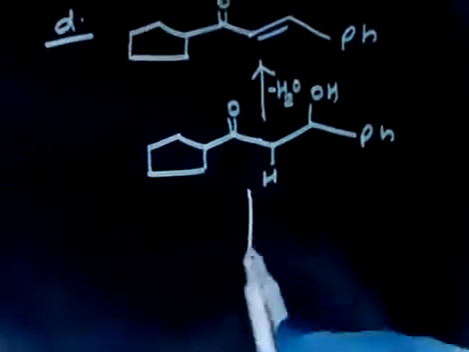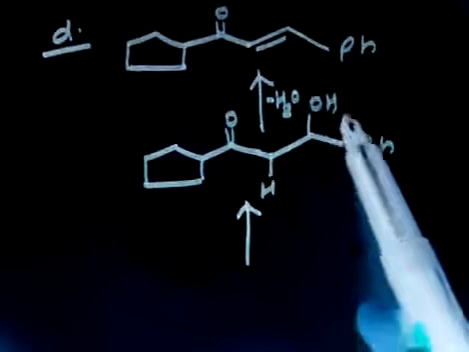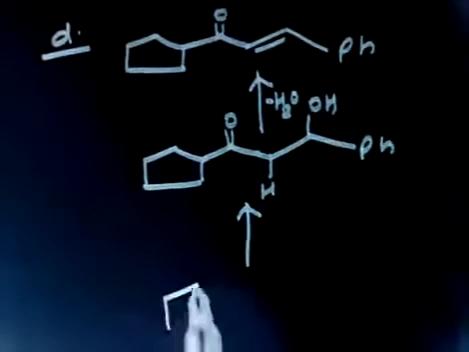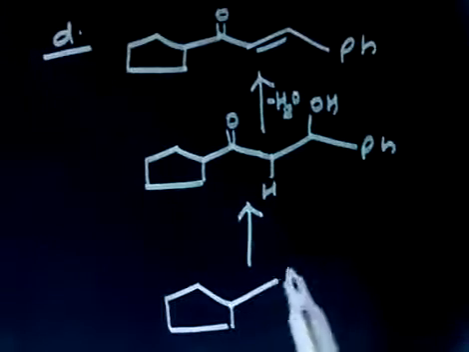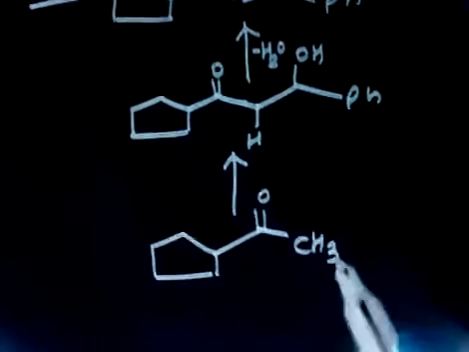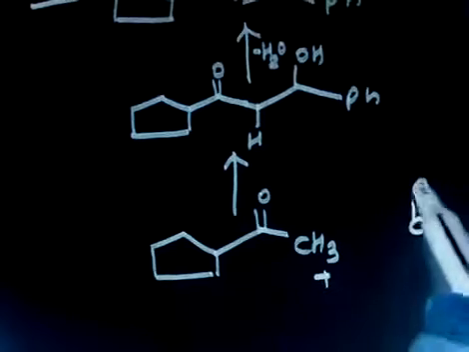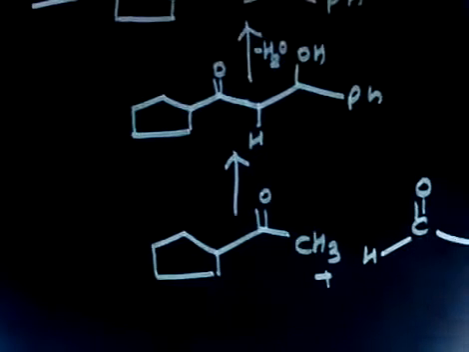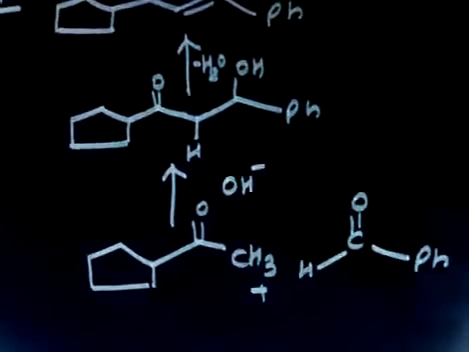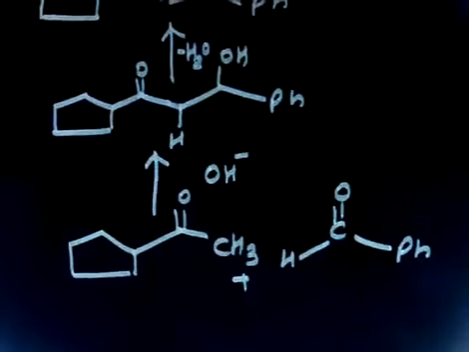Now I need this compound. How can I prepare this? So I need OH here, which means there will be some attack. So I can take this compound, COCH3 here, and this side PhCHO. In that case, if I treat with base OH minus, this CH2 minus will attack here, and then you will get the same compound.